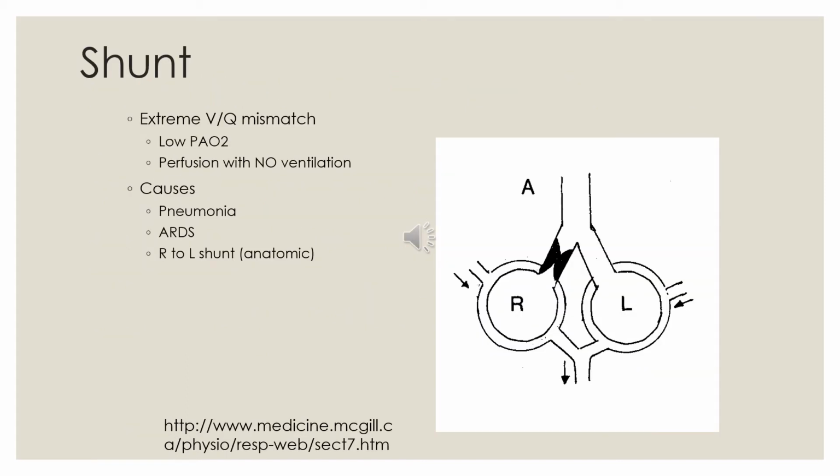So that whole thought process leads us into the extreme shunt. Extreme VQ mismatch is going to lead to a low PaO2 and perfusion with no ventilation. So there's blood flow going by, but say you have atelectasis. So those alveoli are collapsed or they're fluid filled or whatever. They're not able to actually have gas exchange. You have blood flow going by there, however, no gas exchange occurring in there. So our pneumonia, ARDS, right to left shunt, our COVID-19 patients is very similar to that, with a really thick mucus that's blocking those alveoli from actually having any gas exchange whatsoever or minimal gas exchange.